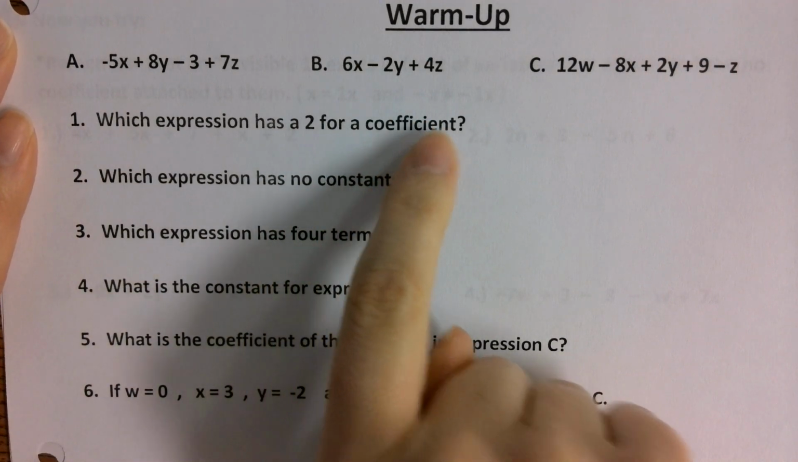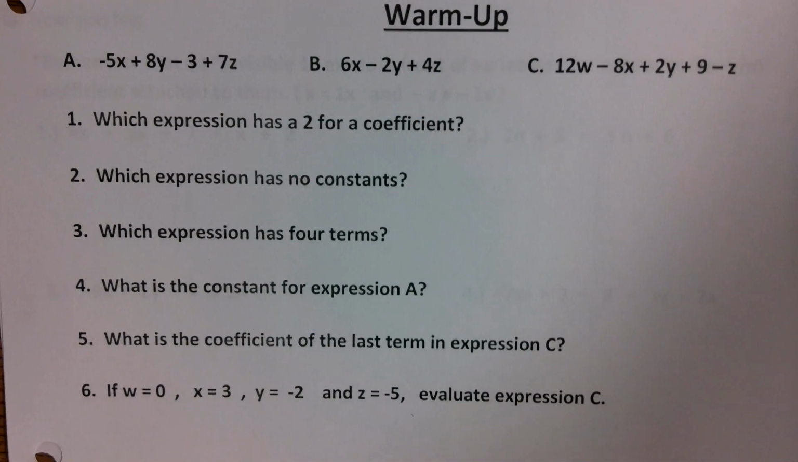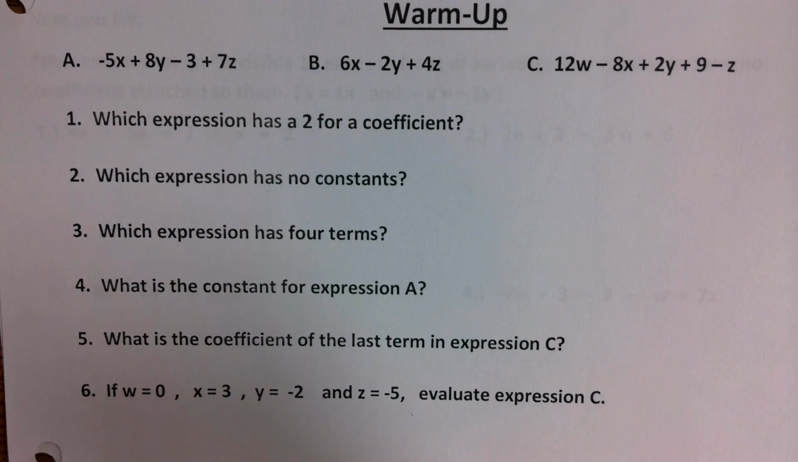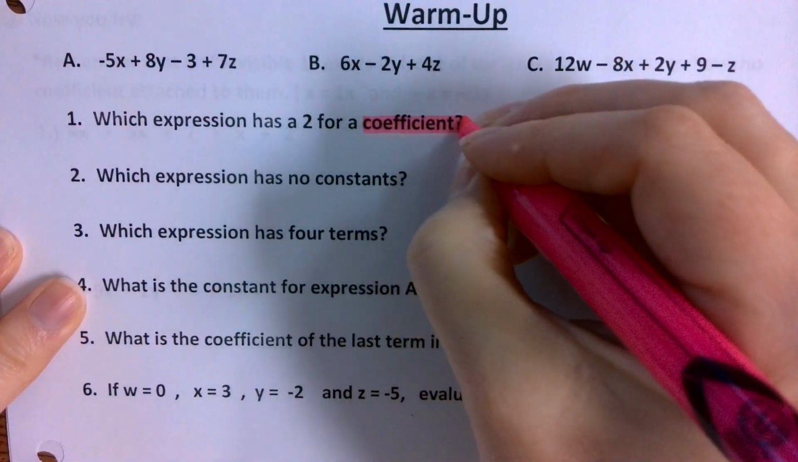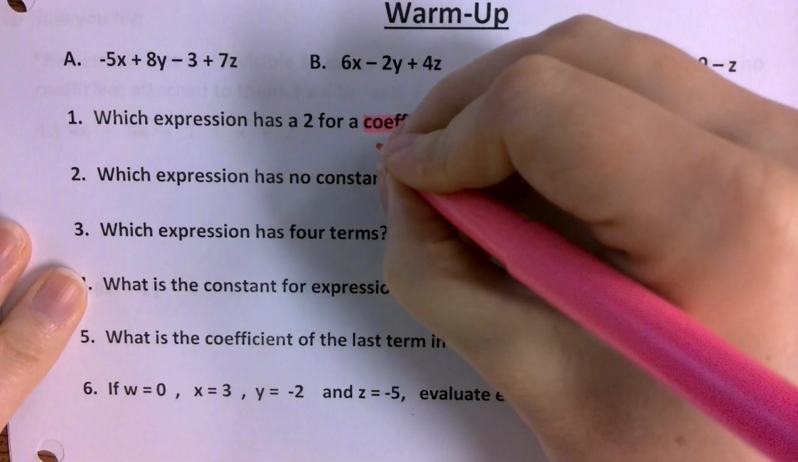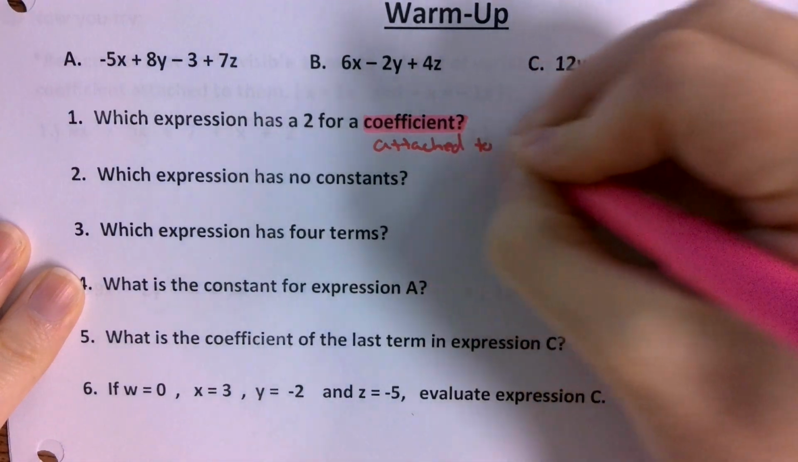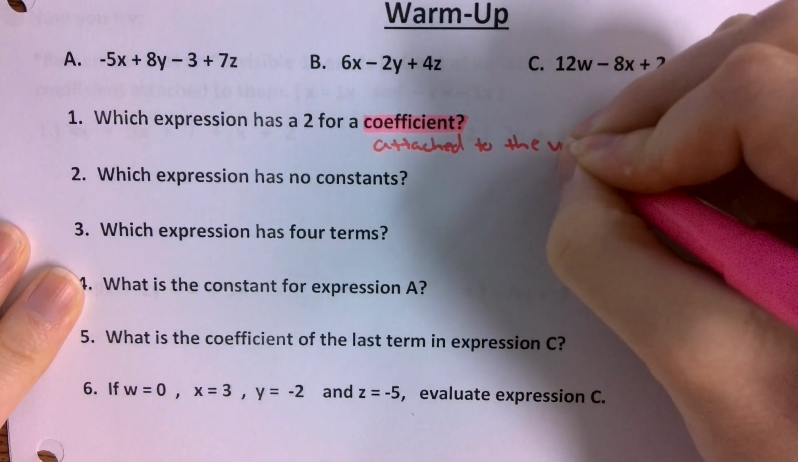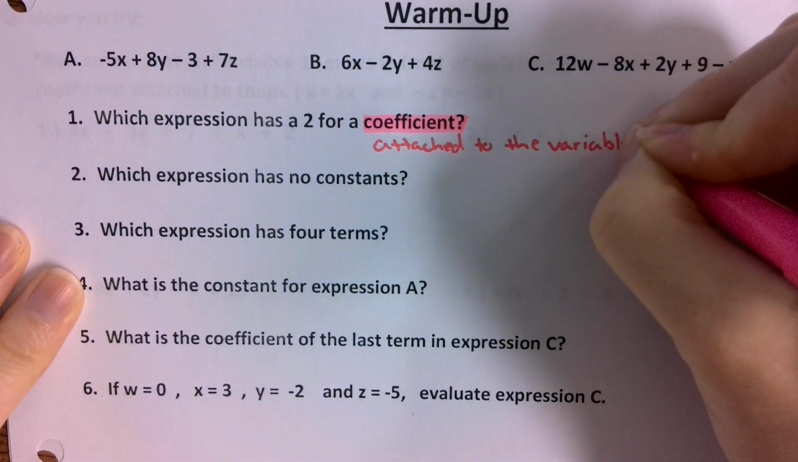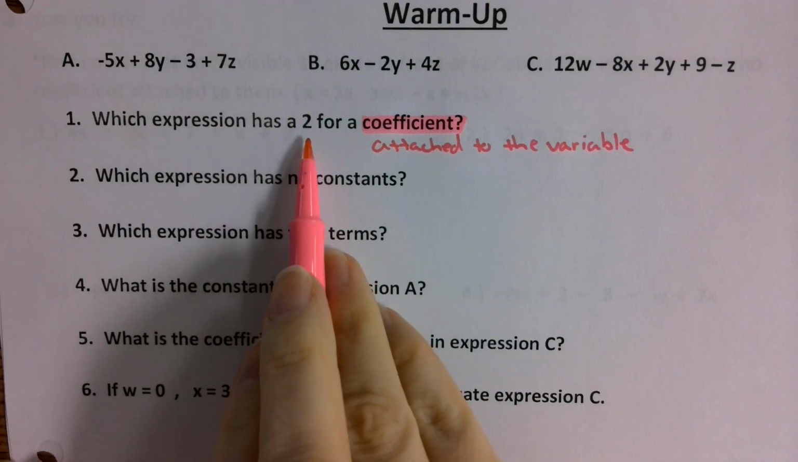Remember, a coefficient means we are trying to identify the value that is attached to our variable. I'm even going to write that down. When I talk about a coefficient, I'm talking about a value attached to the variable. So I am looking for something that says positive 2, because it's just a 2 and a variable.